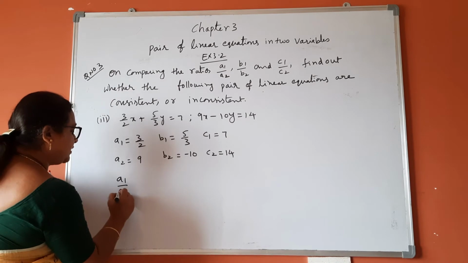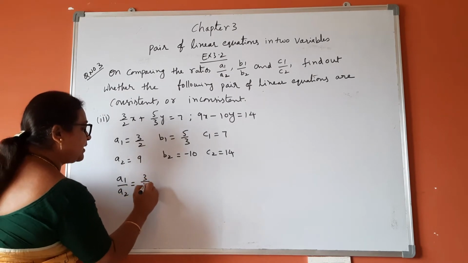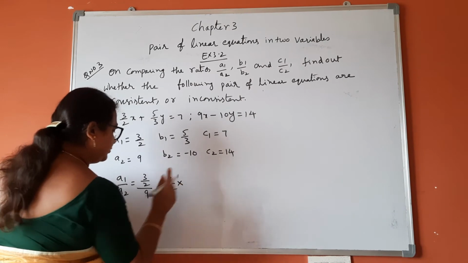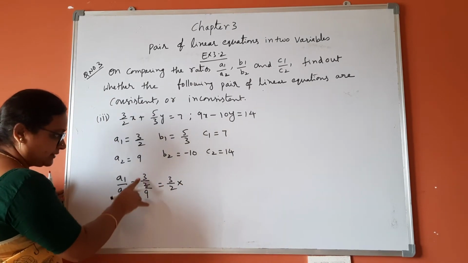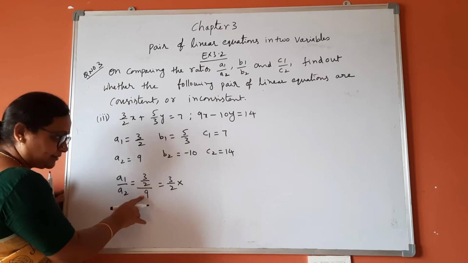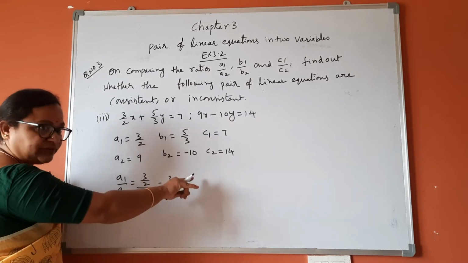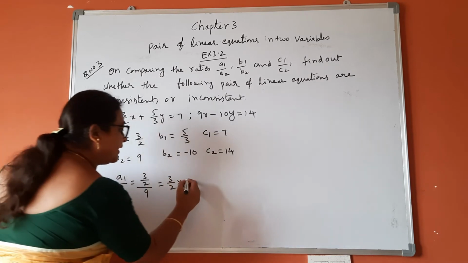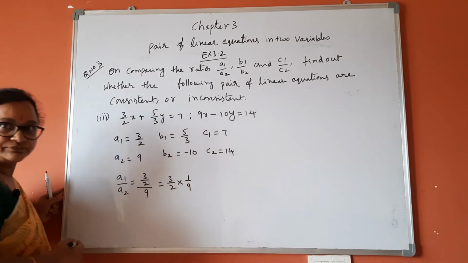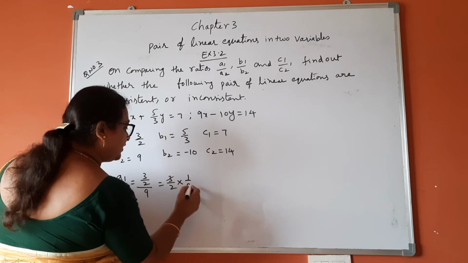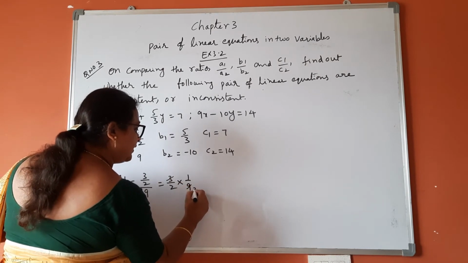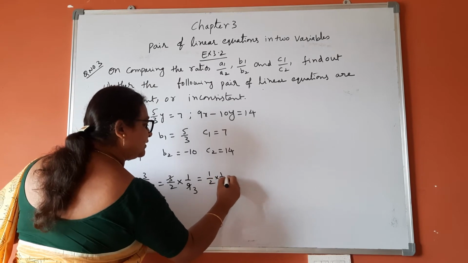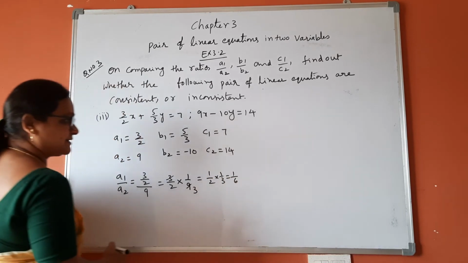Now A1 by A2 is equal to 3 by 2 by 9. 3 by 2 into, here 3 by 2 by 9 means the second fraction's reciprocal we will write by writing into. That means 9 becomes 1 by 9. This 3 in 9 it will cancel 3 times. So this is nothing but 1 by 2 into 1 by 3, that is 1 by 6.